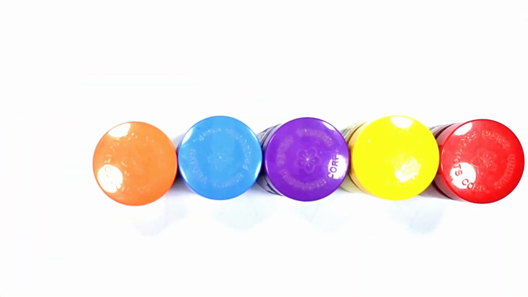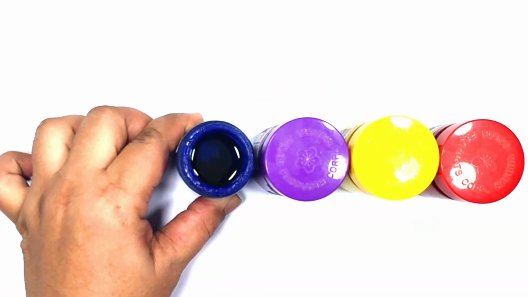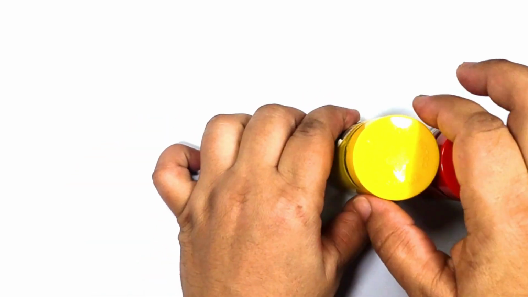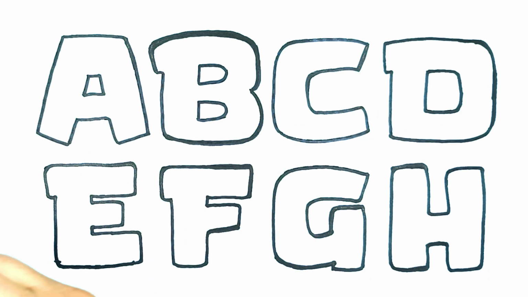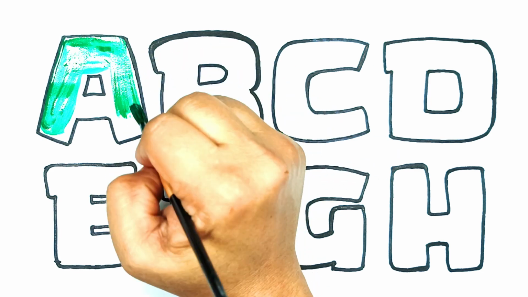Green color. Orange color. Blue color. Purple color. Yellow color. Red color. Green color. A is for alligator.